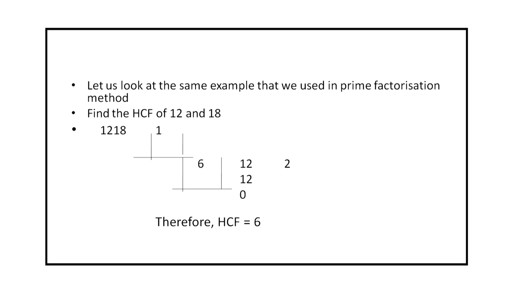Find the HCF of 12 and 18. The greater number in this group is 18. Hence, the number 18 becomes the dividend and the other number 12 becomes the divisor. Now we have to divide 18 by 12. When we divide 18 by 12, we get the quotient 1 and remainder 6. In the next step, the divisor in the first case becomes the dividend for the second division. And hence, 12 becomes the dividend and the remainder 6 becomes the divisor. And when 12 is divided by 6, we get the quotient as 2 and the remainder as 0. Thus, the divisor of the second division becomes the highest common factor and it equals 6.